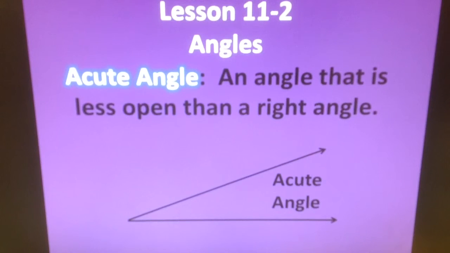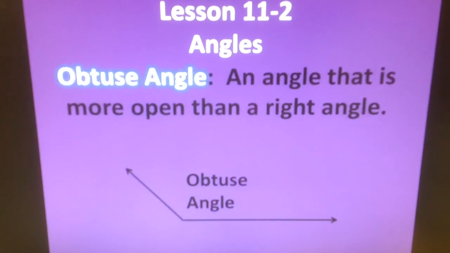An angle that's less open than a right angle is called an acute angle. Acute is a word that means sharp, so we can picture this as a sharp angle. It's kind of pointy, but sometimes we like to think of it as meaning a cute, as in an adorable, little angle. A lot of times things that are little we call cute, so it's a good way to remember: a cute little angle.